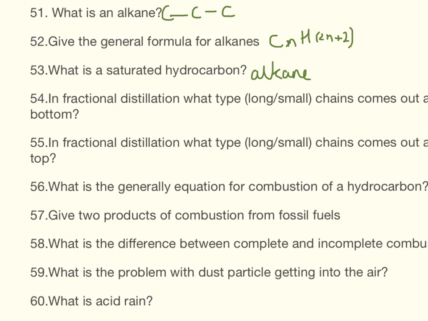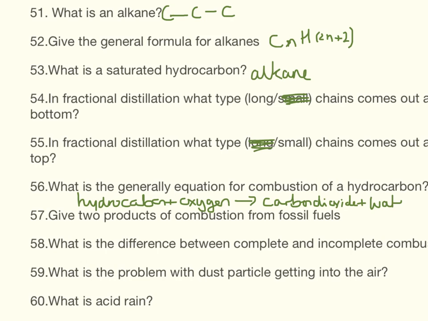In fractional distillation, the long chains come out at the bottom and the small chains come out at the top. What is the general equation for the combustion of a hydrocarbon? So that is a hydrocarbon plus oxygen is going to be carbon dioxide plus water. Give two products of combustion from fossil fuels. Again, that is going to be carbon dioxide and sulfur dioxide.